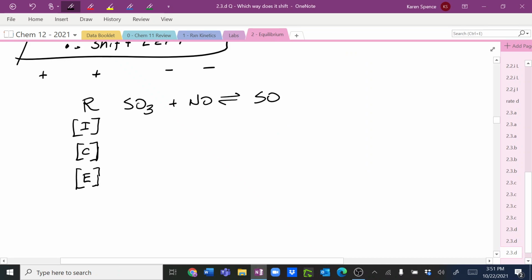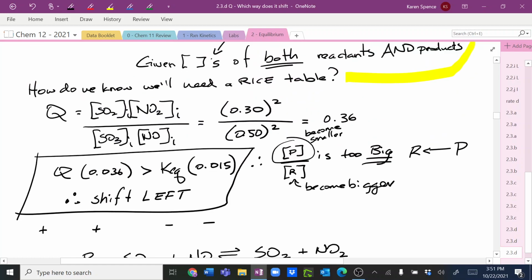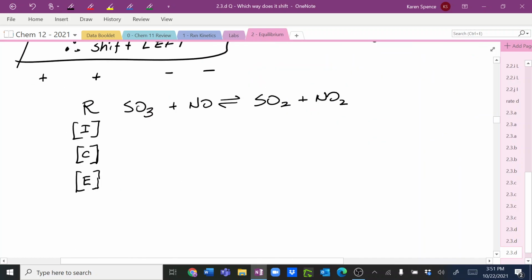Goes to SO2 plus NO2. All right. And our initial concentrations were, my reactants were 0.50, and my products were 0.30, and we know that we are shifting to the left, which means that these have to go up and these have to go down.